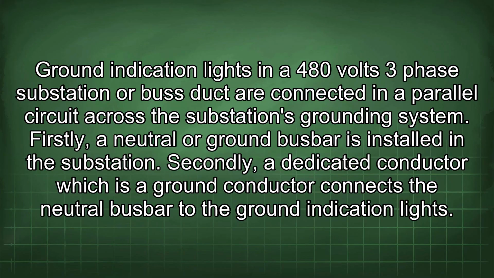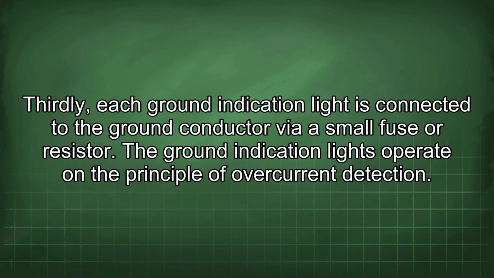Ground indication lights in a 480 volts three-phase substation or bus duct are connected in a parallel circuit across the substation's grounding system. Firstly, a neutral or ground busbar is installed in the substation. Secondly, a dedicated conductor, which is a ground conductor, connects the neutral busbar to the ground indication lights. Thirdly, each ground indication light is connected to the ground conductor via a small fuse or resistor.